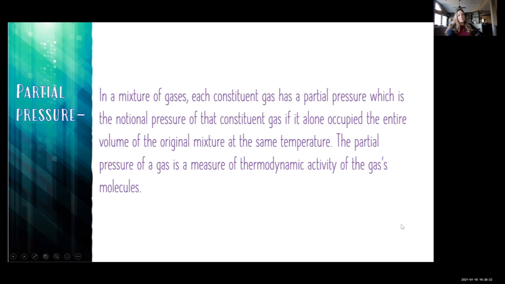And then here's your partial pressure. In a mixture of gases, each constituent gas has a partial pressure, which is the notional pressure of that constituent gas if it alone occupied the entire volume of the original mixture at the same temperature. The partial pressure of a gas is a measure of thermodynamic activity of the gas's molecules. That last part makes a lot of sense, right? Obviously, if its molecules are more active, it's going to take up more volume, which therefore means it's going to be exerting more pressure.